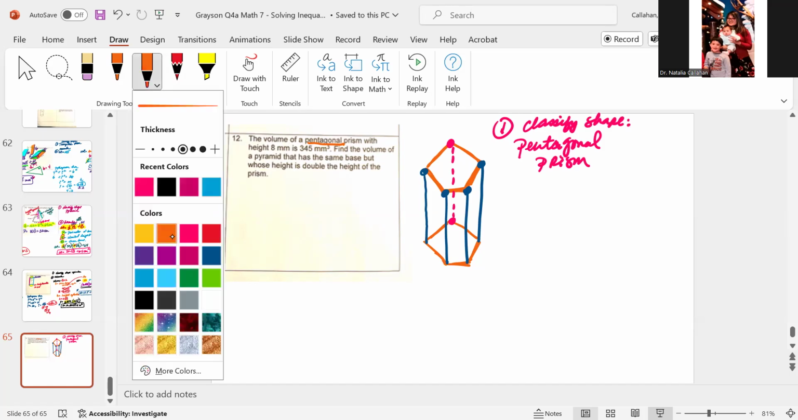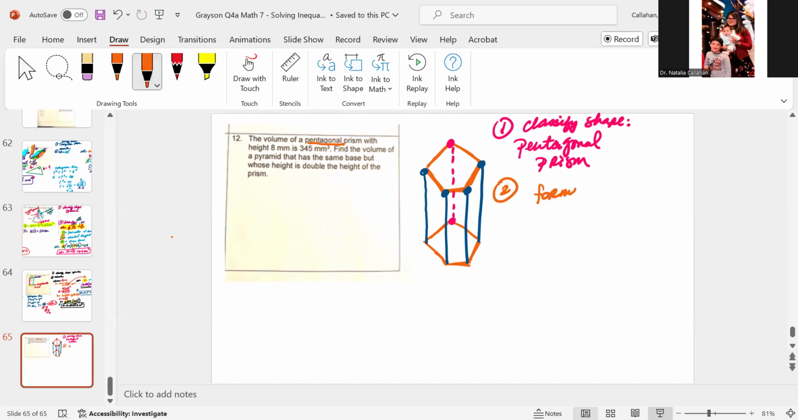So second one, what do we need to do? Formula. Yeah. We're dealing with volume, right? Any volume, it's always the area of the base times the height. Do you understand? So the area of the base, which shape is the area of the base? It's a pentagon, right? So this is the volume of the pentagon with a height of 8 millimeters. So if this is 8 millimeters, it is 345, right? That's the volume. Find the volume of a pyramid that has the same base, but whose height is double.